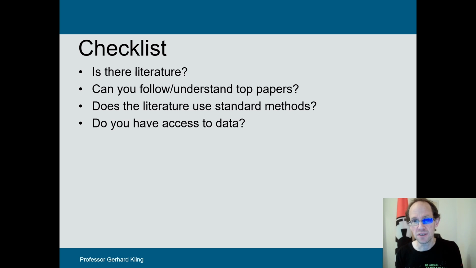Does the literature use standard methods? And this is usually the case. So in corporate finance, for instance, if you go to the mainstream finance journals, the papers tend to use, quite similar methods. So for instance, a regression model, maybe some logistic model, and then maybe some volatility modeling. All of these things you should have covered in previous courses, so you should be fine. But if you have to learn new methods, you have to be realistic because you have quite a significant time constraint. Finally, do you have access to data?